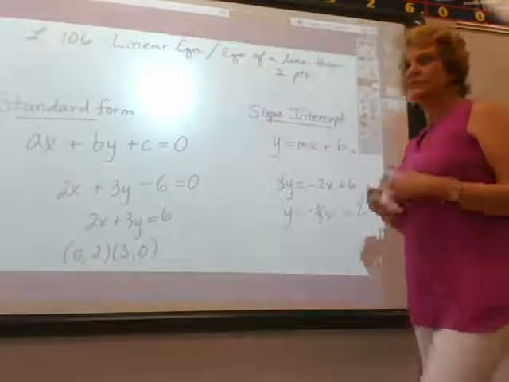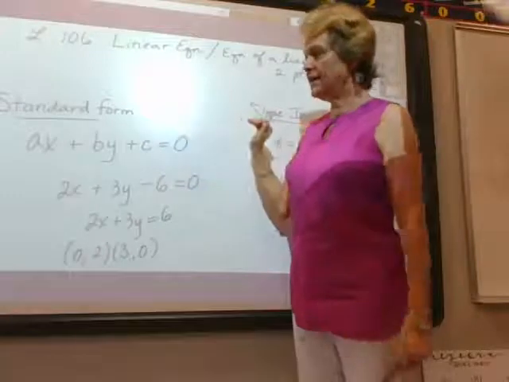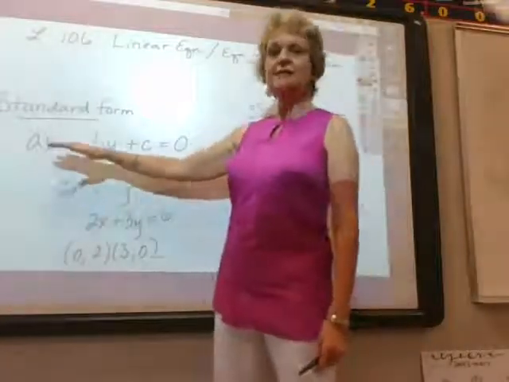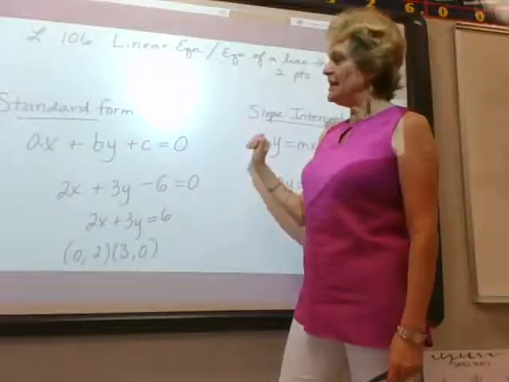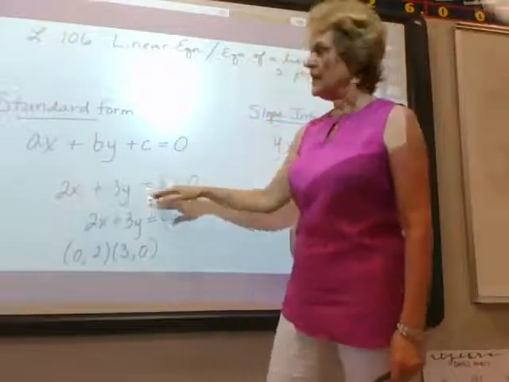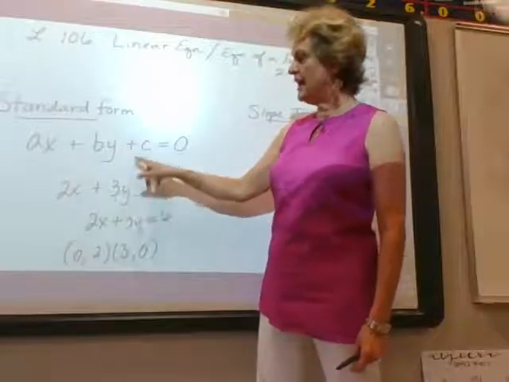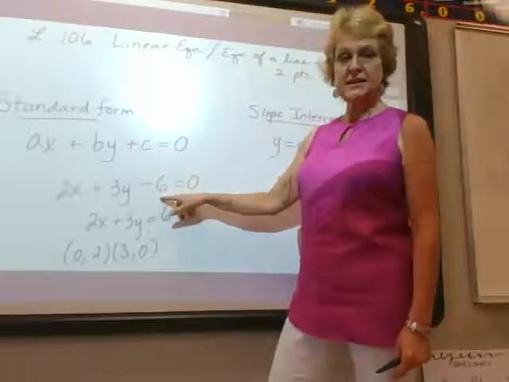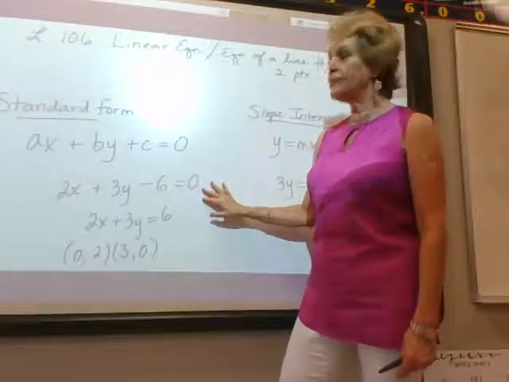All right, so let me first review by talking about standard form of a line, which we know is ax plus by plus c equals 0. All right, so here's an example. The a is 2, the b is 3, and the c is -6. Okay, you can have negatives, that's fine, and it's set equal to 0.